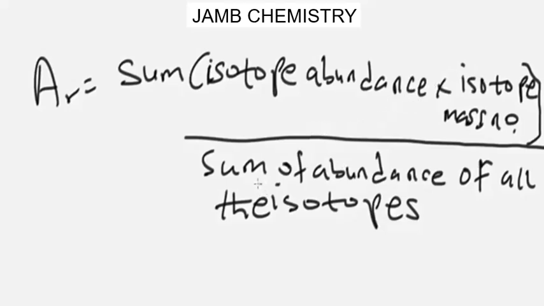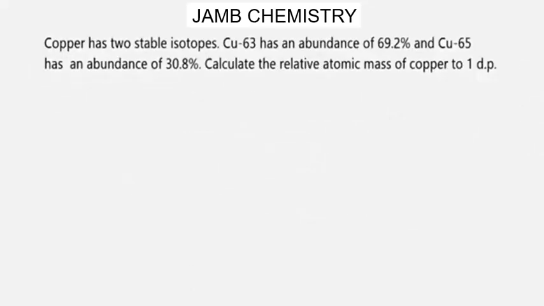All right, so let's look at the basic question on this and apply this formula to it. Okay guys, now let's look at this question under isotopes. It says copper has 2 stable isotopes. Copper 63 has an abundance of 69.2%, and copper 65 has an abundance of 30.8%. We are asked to calculate the relative atomic mass of copper to 1 decimal place. So for the relative atomic mass of copper, we are going to apply this formula: sum of isotope abundance times isotope mass number over sum of abundance of all the isotopes.